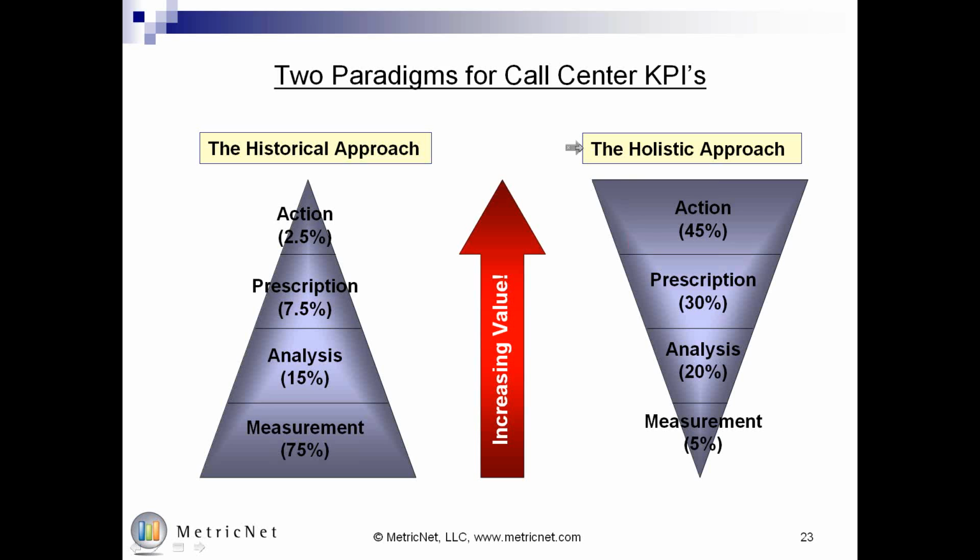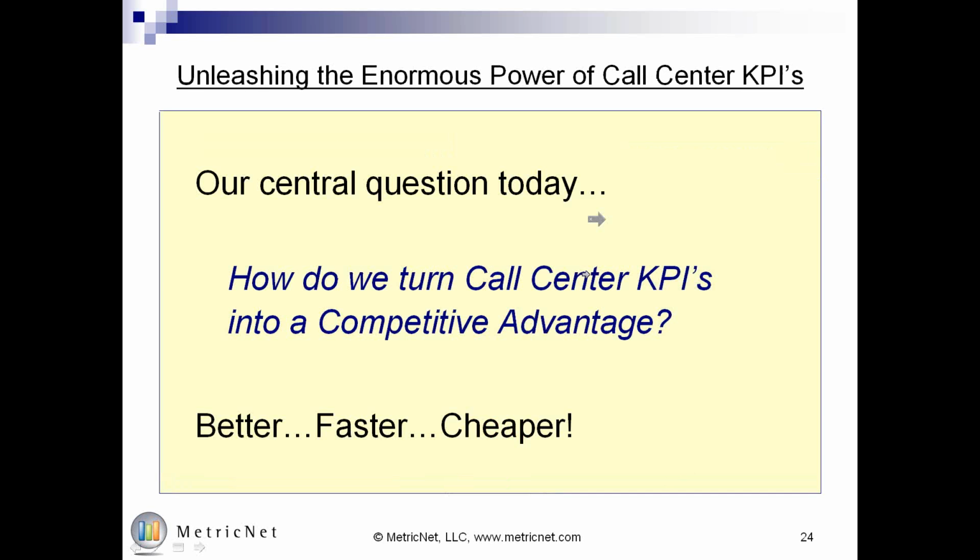This holistic approach to managing key performance indicators in the call center is far, far more effective. Small number of measures, a lot of action. You're magnifying the intent and the purpose and the value of those metrics because you are analyzing them effectively, developing action plans, and then, of course, acting on it. It's this holistic approach to managing key performance indicators in the call center that we're going to be discussing today. And our central question is this: how do we turn call center KPIs into a competitive advantage? Better, faster, cheaper? That's not just a cliche. These do represent the three dimensions of competition.